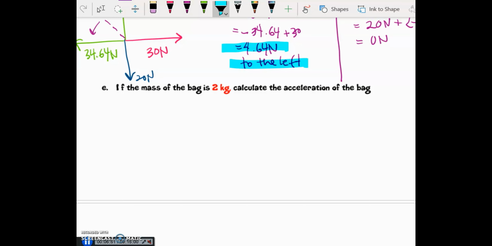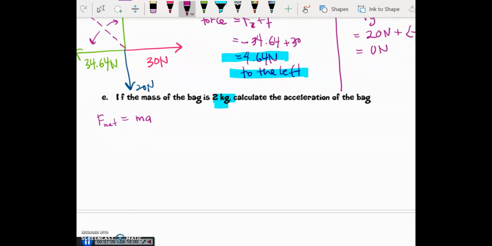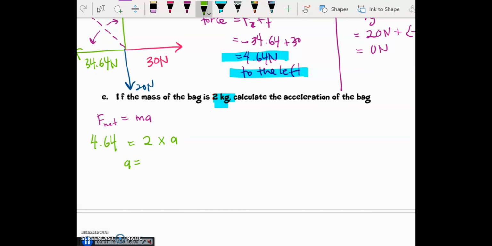Next, if the mass of the bag is 2 kg, calculate the acceleration of the bag. So for this one you are going to use Newton's second law, F net equals ma. The resultant force that you have found from the previous question is equal to the net force. So you just substitute 4.64 here, and then you substitute the mass of the bag, 2 kg, times the acceleration, and you will get the acceleration is 2.32 meter per second.